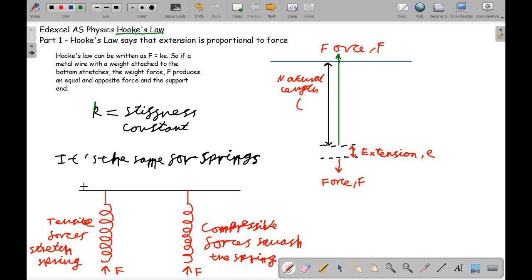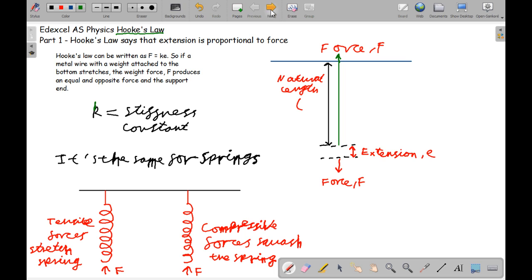It also applies to springs. If you take a look at the bottom left, the extension or compression of a spring is proportional to the force applied, so Hooke's law still applies. There are tensile forces to stretch the spring and compressive forces to squash the spring. For a spring, k is the same value whether the forces are tensile or compressive, and that's not true for all materials.